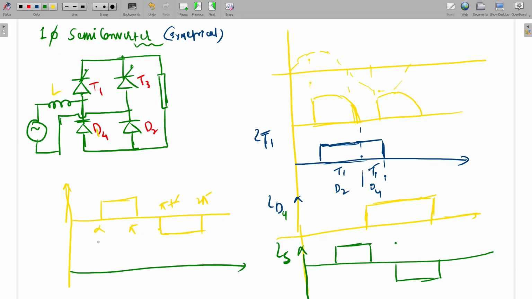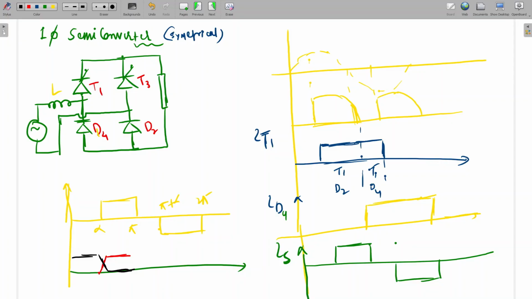Let's say here IT1 will start conducting at alpha. Okay. So before alpha IT1 will be 0, IT1 will start conducting and it will become I0, and before that IT3 will conduct. So IT3 will conduct before and this will become 0 here. It will become 0.